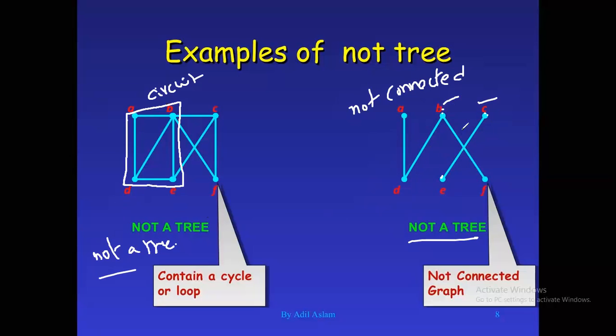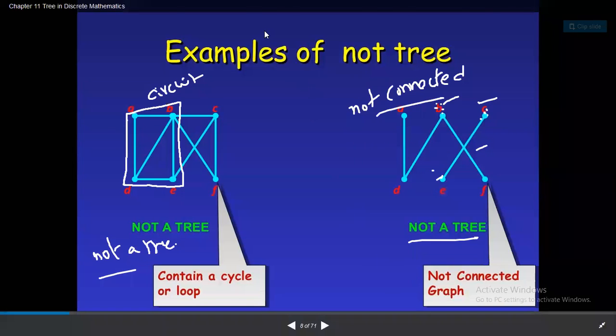Next, this one: no circuit. Circuits are not there. But what is happening? If I want to travel from C to B, there is no path. From C to E, I cannot move further. Therefore, it is not connected, so it is also not a tree. So these are the examples of not a tree.